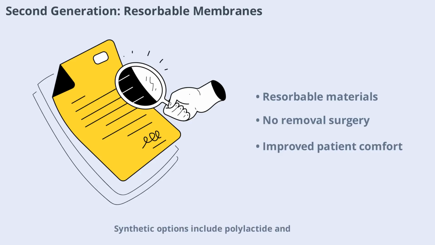Synthetic options include polylactide and polyglycolide membranes, such as Guidor, Vicryl, Atrisorb, Result, EpiGuide, and Biofix. Other materials like periosteum, connective tissue grafts, and alloderm are also used. The resorbable nature of these membranes improves patient comfort and acceptance, though they present unique handling challenges.